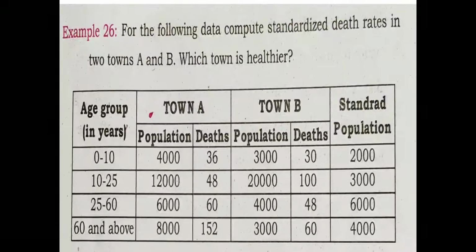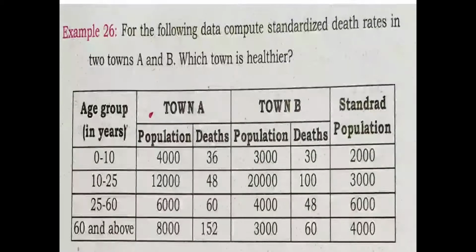The standardized death rate of town A is equal to summation of capital P into A divided by summation of P, and standardized death rate of town B is summation of P into B divided by summation P, where P is the standard population, A is the age-specific death rate of the population A, B is the age-specific death rate of the population B.